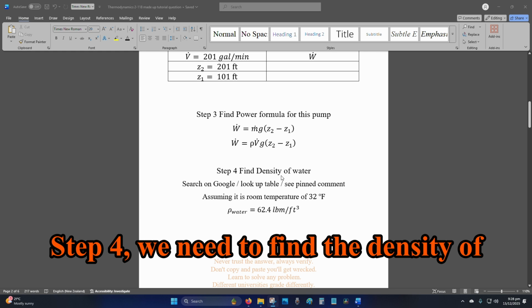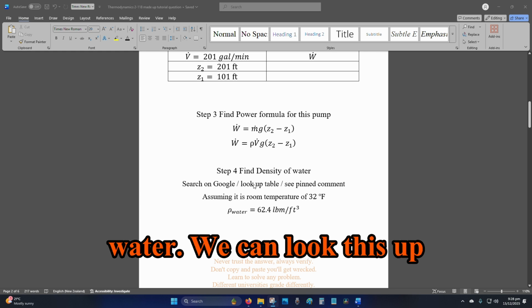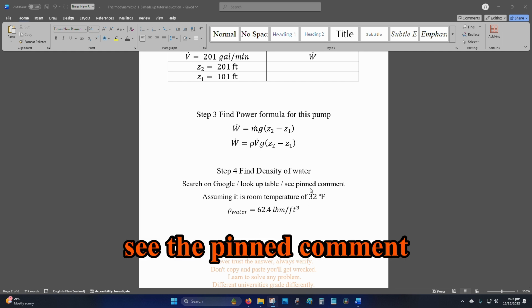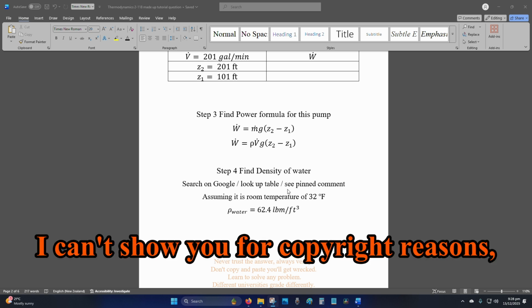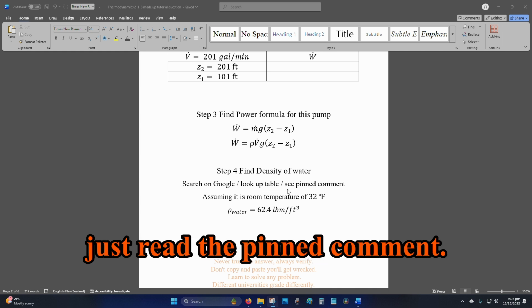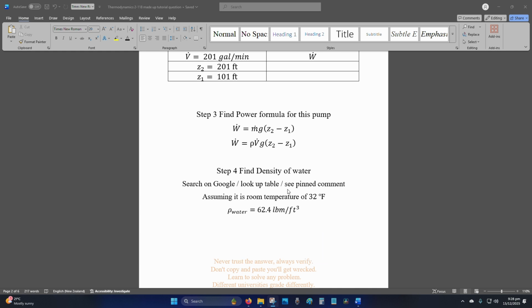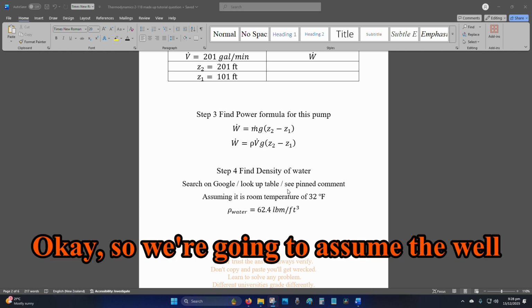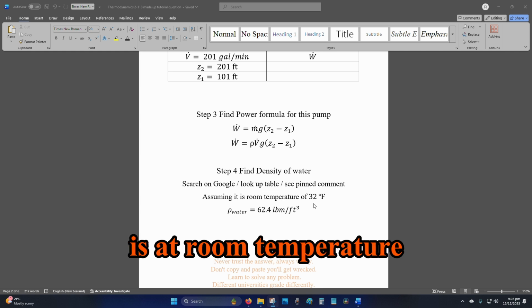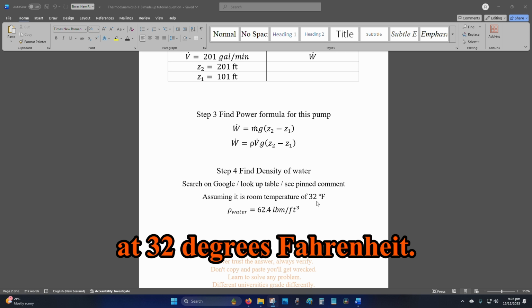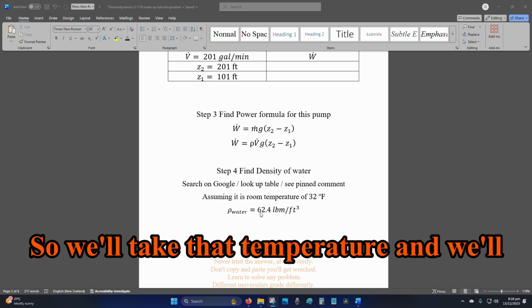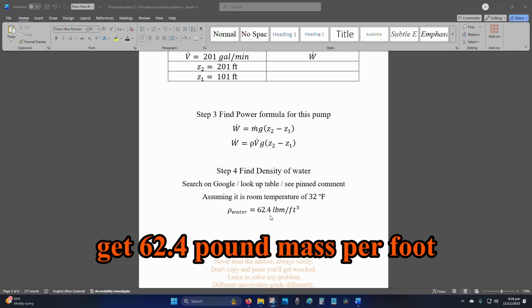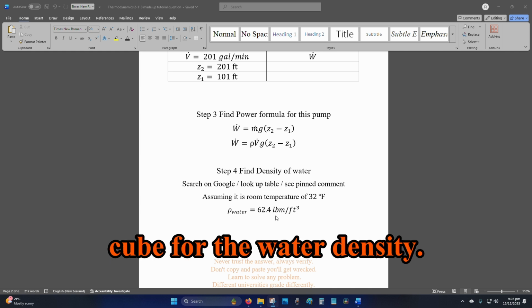Step 4, we need to find the density of water. We can look this up in a table, Google search. See the pinned comment for the page numbers. I can't show you for copyright reasons, just read the pinned comment. Okay, so we're going to assume the well is at room temperature at 32 degrees Fahrenheit. So we'll take that temperature and we'll get 62.4 pound mass per foot cube for the water density.